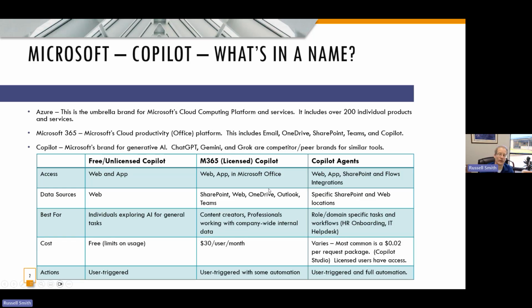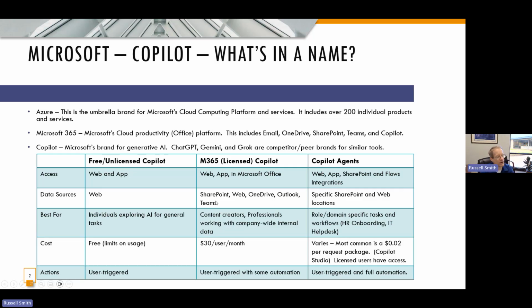Now, the licensed version, which we also looked at last month, builds on this. It looks at the web. It's available in a web or app, and it also includes Microsoft Office integration. We saw last time how you can access Copilot directly in PowerPoint, for instance. And there's a Copilot button right there.